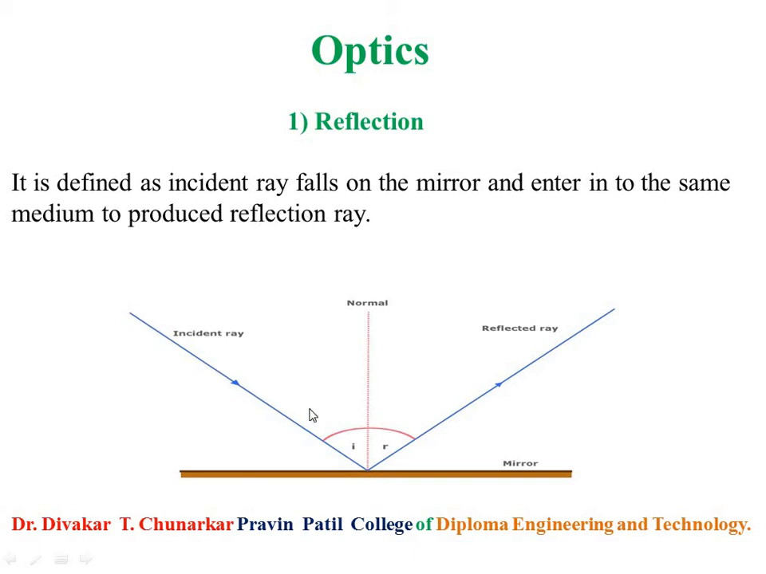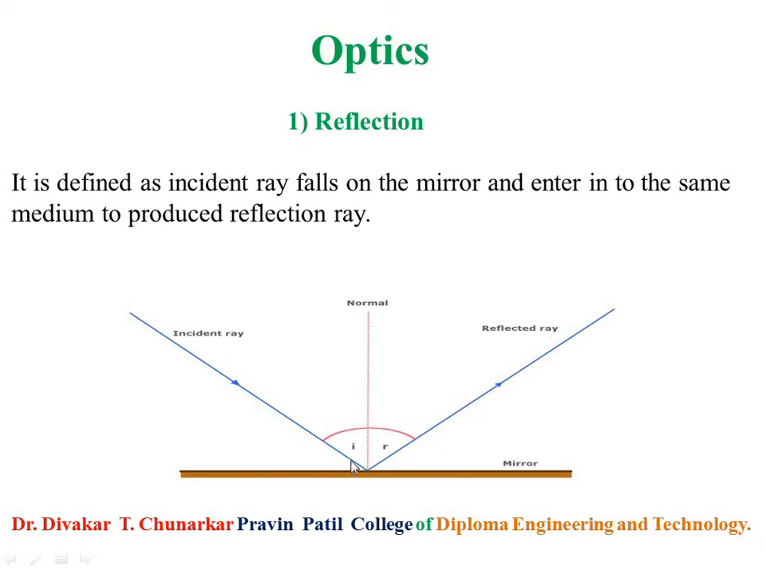Suppose this is the incident ray. This incident ray falls on the mirror. This is the mirror or this is the glass, and it enters into the same medium, the same plane, to produce the reflected ray. So this is the incident ray, this is the reflected ray, and this is the normal ray. When the incident ray falls on the mirror, it enters into the same plane and forms the reflected ray.